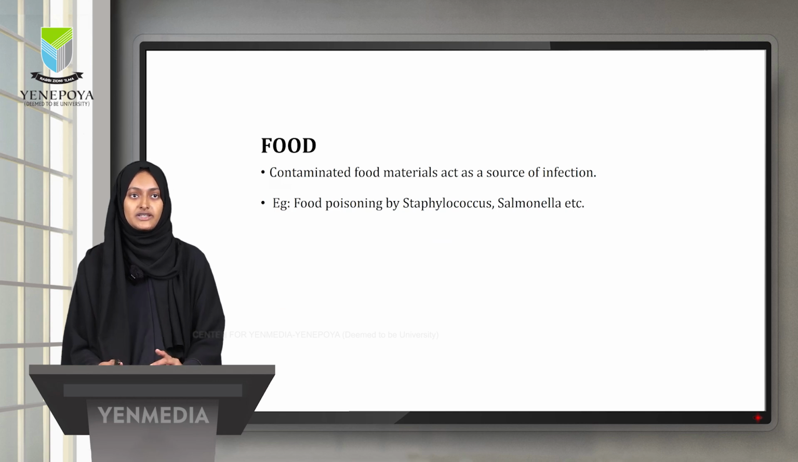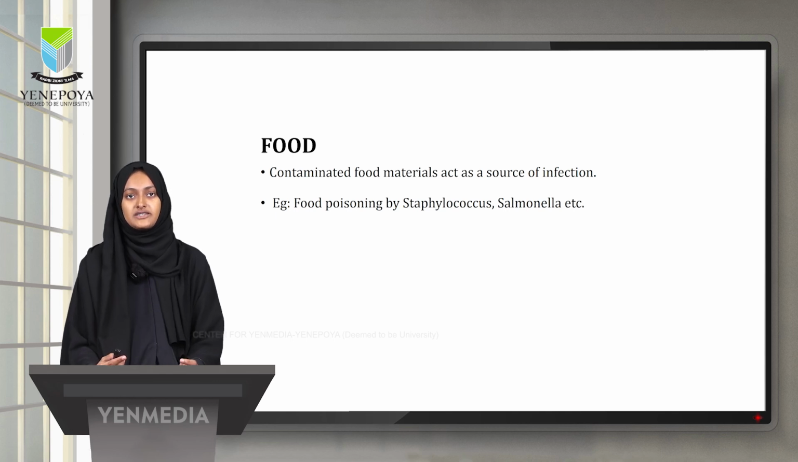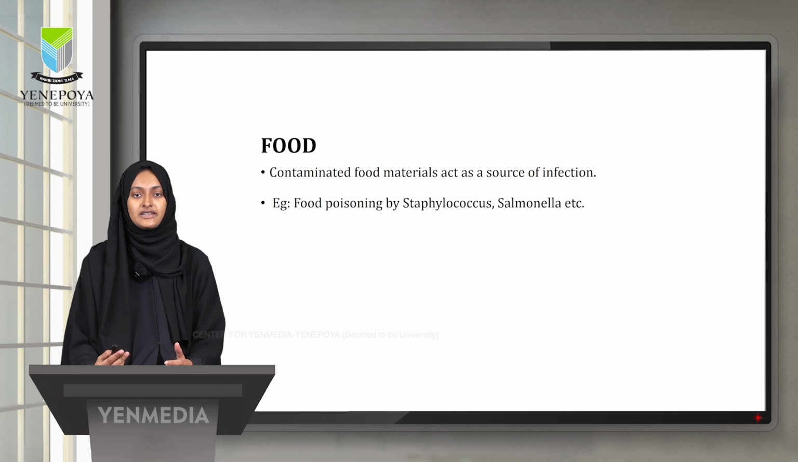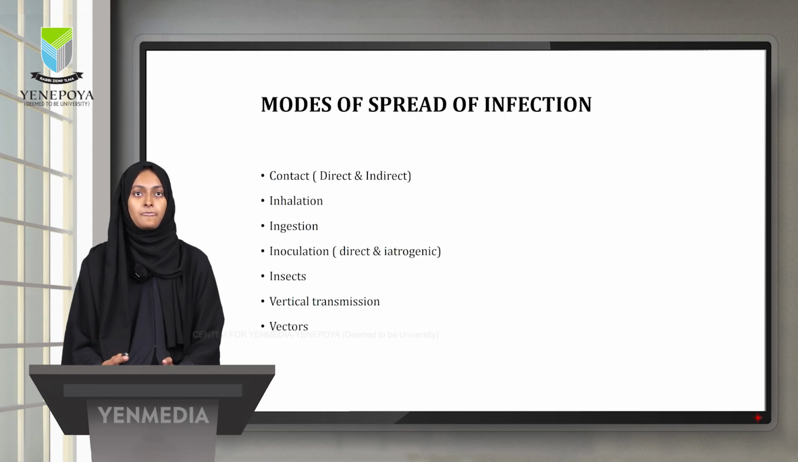The next source is food. Here the food materials which are contaminated by the pathogen also act as a source of infection. For example, food poisoning by Staphylococcus, that is when the food is contaminated with the toxins produced by Staphylococcus and it is consumed, it can lead to food poisoning. As well as Salmonella, when you consume raw or undercooked meat, egg or egg products which are infected with Salmonella, it can lead to food poisoning.